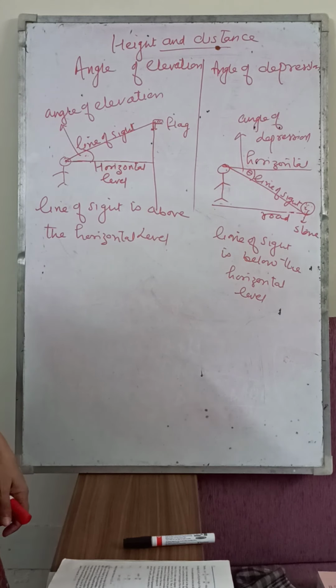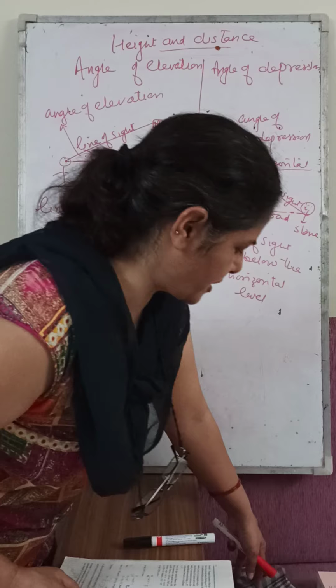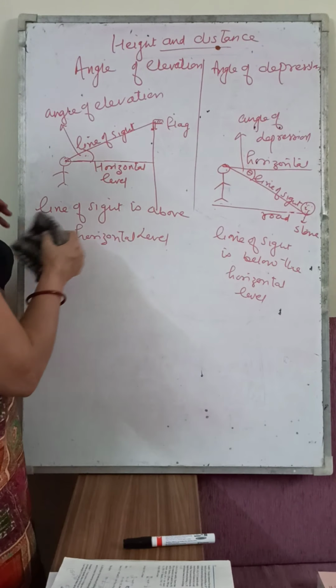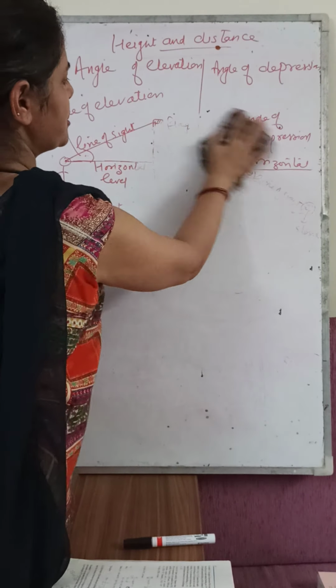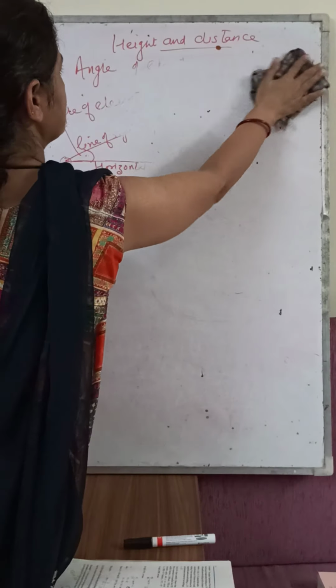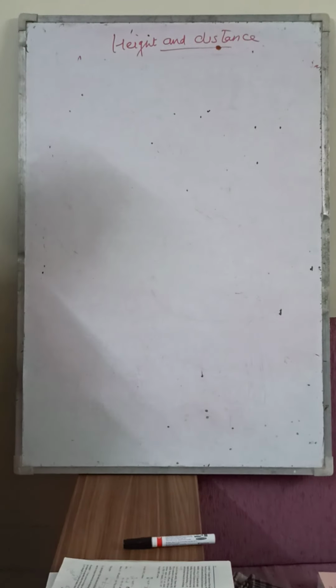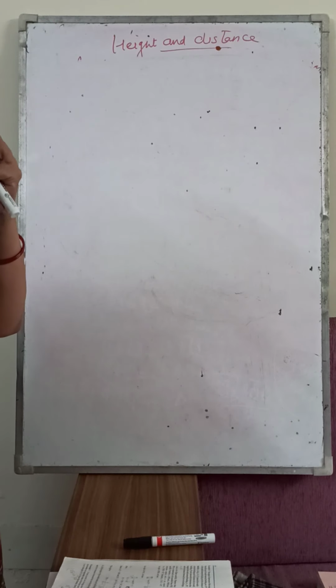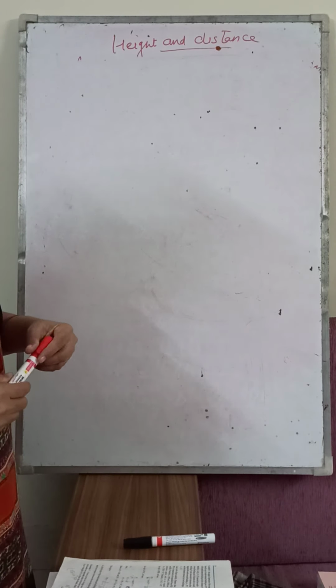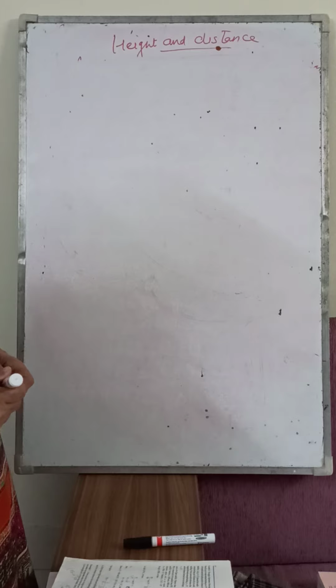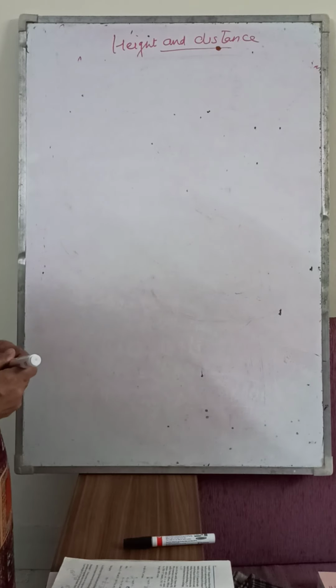Now, this angle of elevation and angle of depression we will use in these questions which are based on daily application. Clear? I am doing the first question here. First question is, a circus artist is climbing a 20-meter long rope.